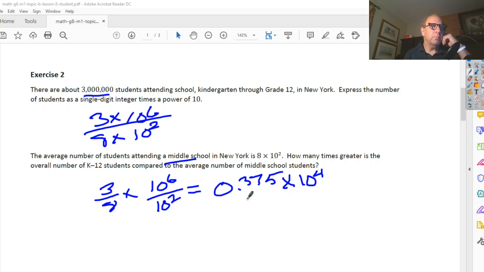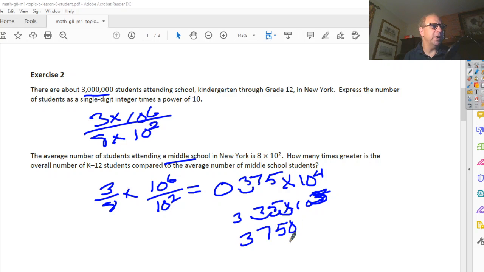We could leave this as scientific notation and move this one spot over. So that would be 3.75 times 10 to the 3rd power, or we could just move the decimal all the way over because it's only 4 spots. So move it 3 more spots over, and that would be 3,750. For this empty spot, I add a 0. So the number of kids who go to K through 12 school in New York is about 3,750 times greater than the average middle school.